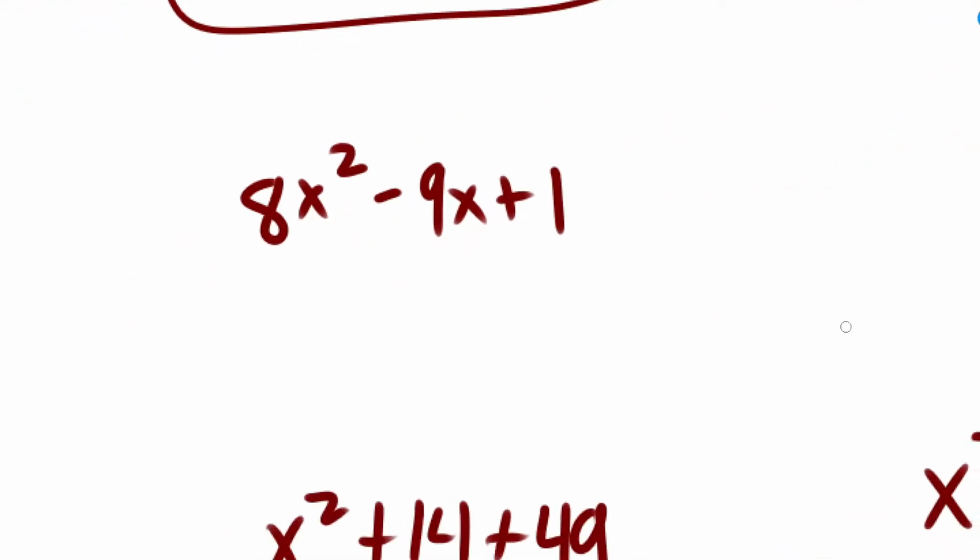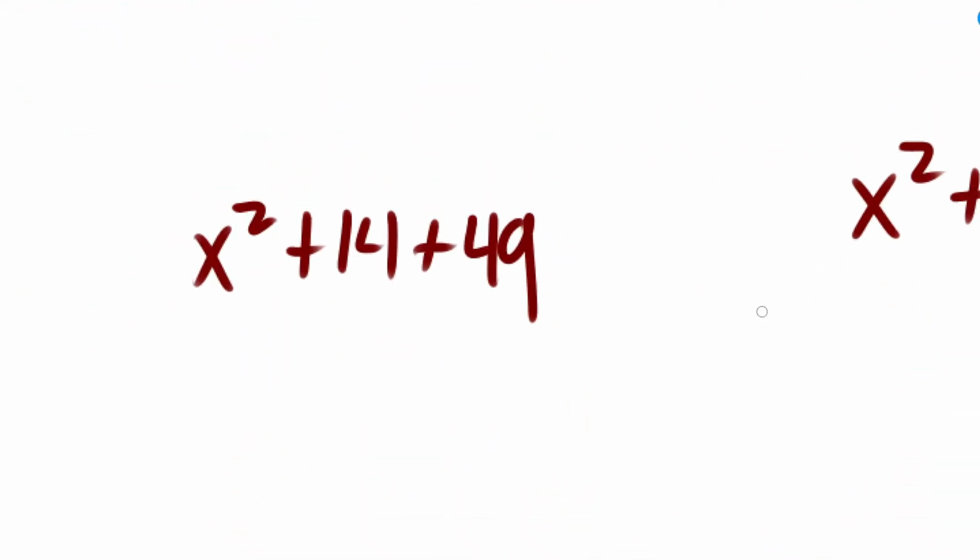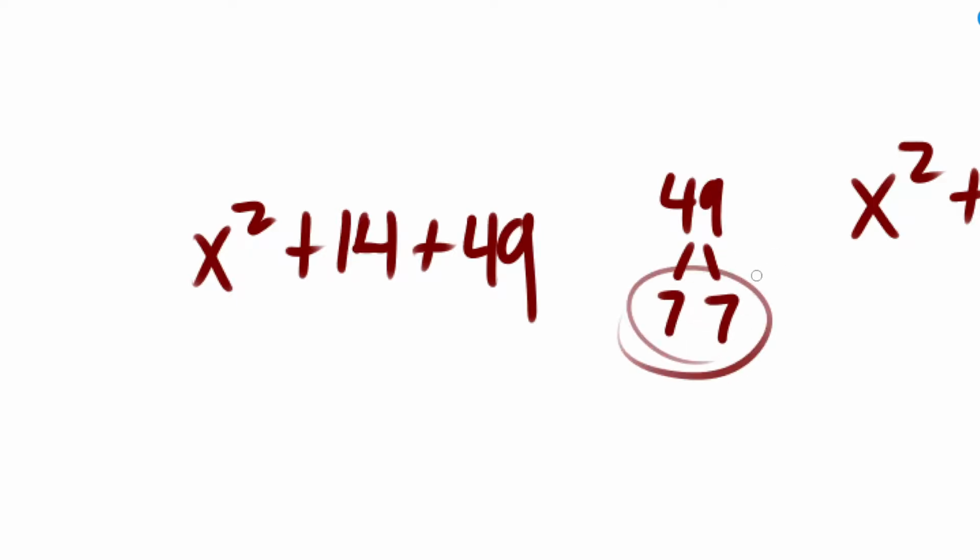It's okay if you're not as fast as I am. You'll get used to it the more examples you do. So here's 49. I'm assuming 7 is going to be in here somehow. 7 and 7. 7 plus 7 equals 14. 7 times 7 equals 49.